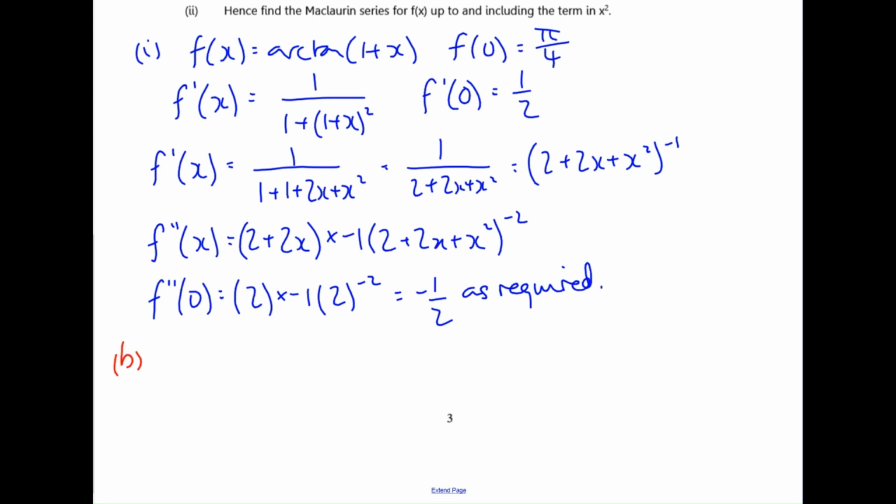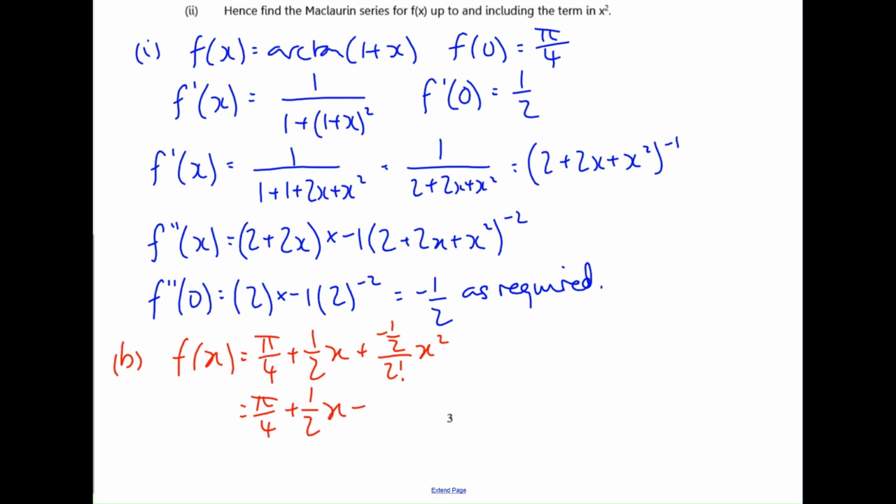Finally, it asks me for the Maclaurin series for f of x up to and including x squared. So f of x is equal to f of 0, which we said is pi over 4, plus f dashed of 0 times x, plus f double dashed of 0, which is minus a half, over 2 factorial times x squared. So I get pi over 4 plus a half x minus a quarter x squared.